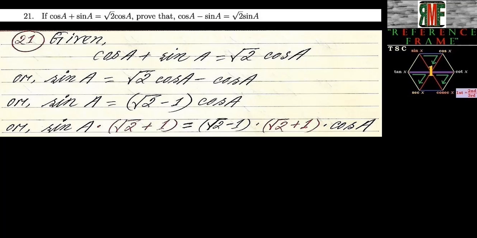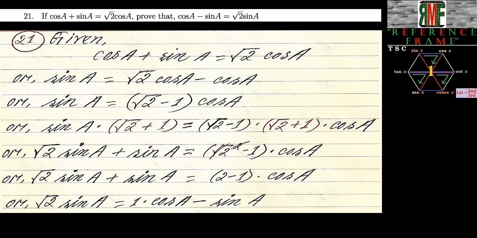Look, we have (root 2 minus 1) into cos A. So we're gonna multiply both sides with (root 2 plus 1). Here root 2 minus 1 and root 2 plus 1 are simple conjugates of each other. So multiplying both sides with root 2 plus 1, what are you gonna have? On the left side we're gonna have sin A into (root 2 plus 1), and on the right side (root 2 minus 1) into (root 2 plus 1) into cos A. But look, root 2 minus 1 into root 2 plus 1, here we can apply a formula. Okay, let's see how to apply the formula.